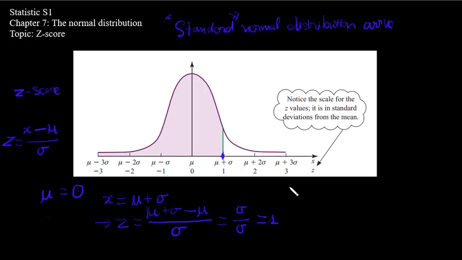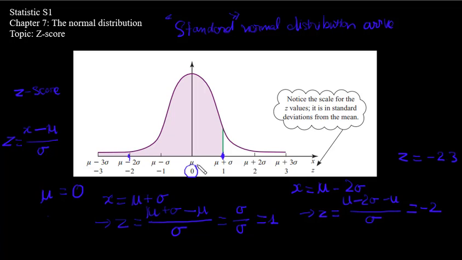Let me take another value. When X equals the mean minus 2 standard deviations, the Z-score is mu minus 2 standard deviations minus mu, over the standard deviation, equal to minus 2. So its position is in here. From this, we know that, because the mean is always 0, if we have a Z-score of minus 2.3, it is the distance from this point to this point. We know that the distance from here to here is minus 2.3 standard deviations.